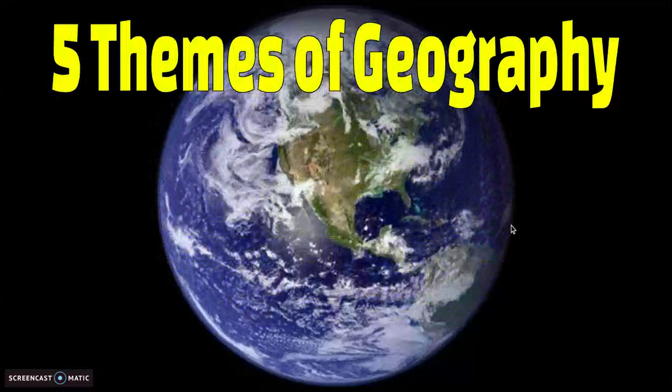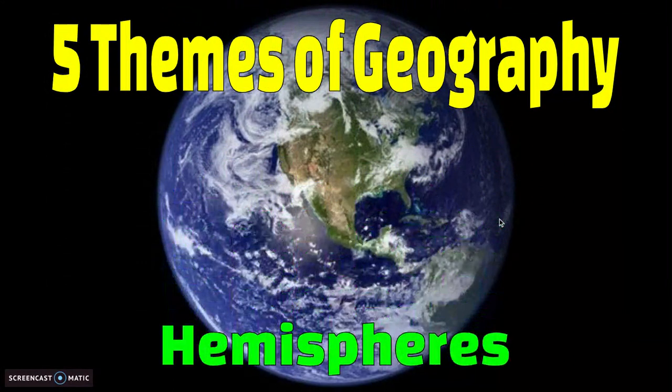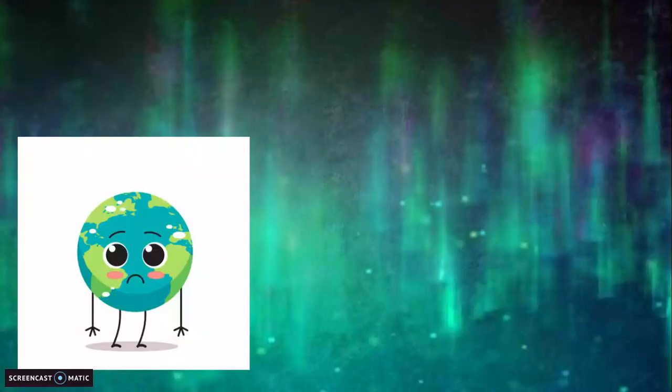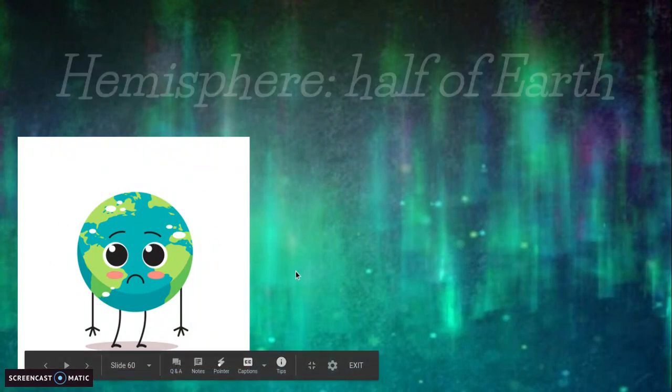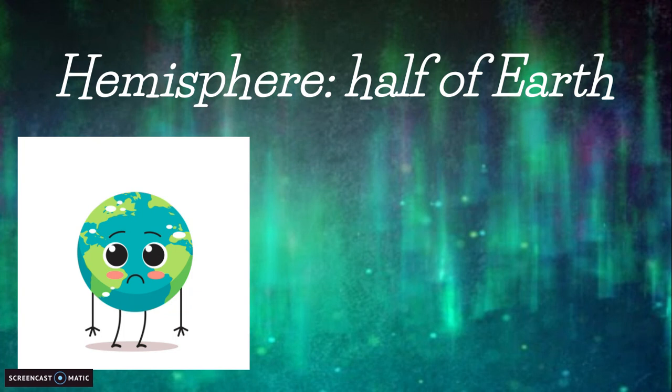Today's exciting episode is on hemispheres. So what is a hemisphere? Well, Sad Earth tells you that a hemisphere is half of Earth. So we use the equator and the prime meridian to divide Earth into half. That is why Mr. Earth is very sad.